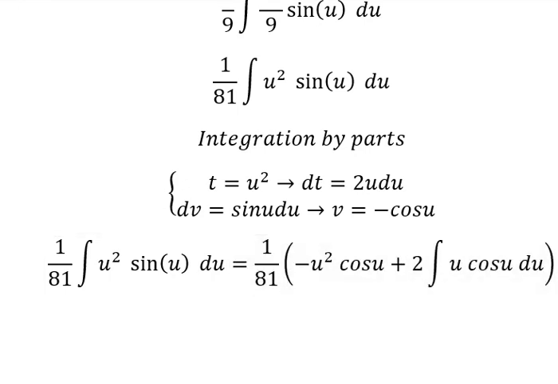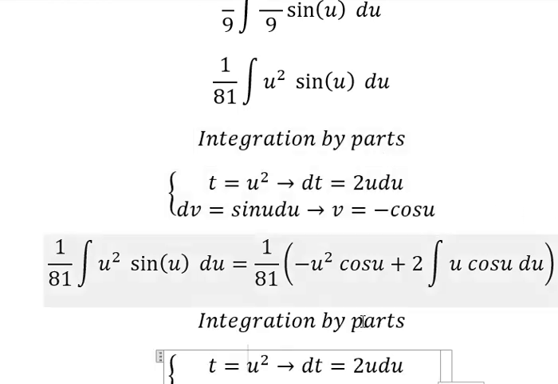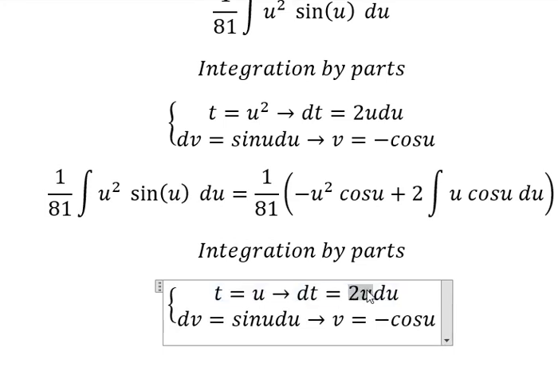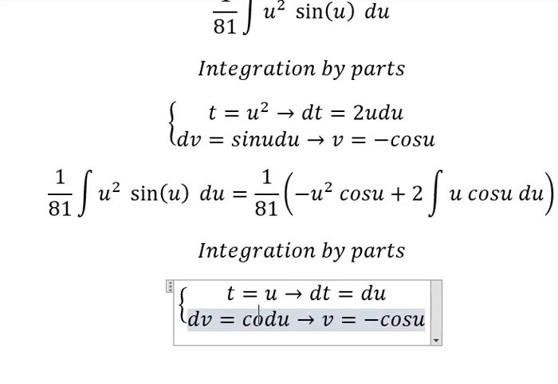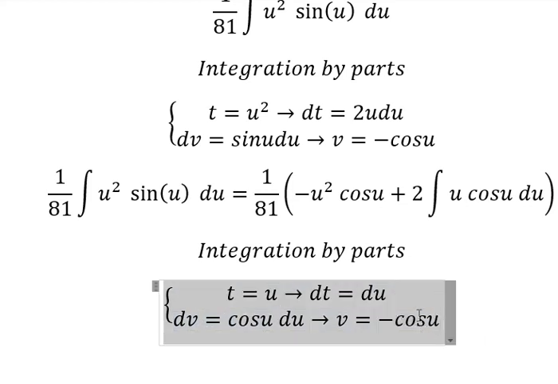Next, we need to use integration by parts again. And now this one should be u, so this one we have du. This one we have cosine u. The integration of cosine u, we have sine u.